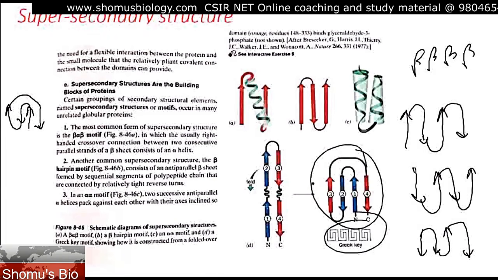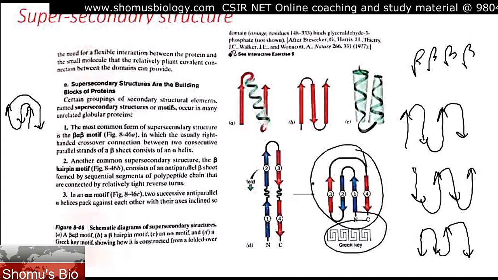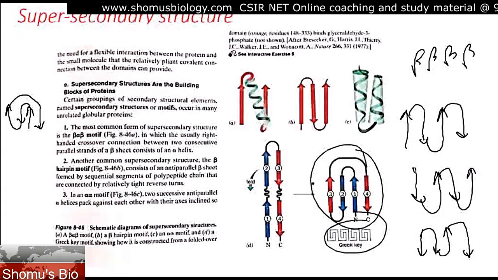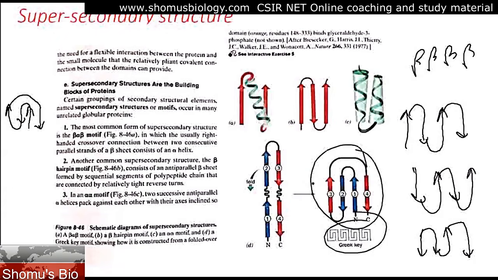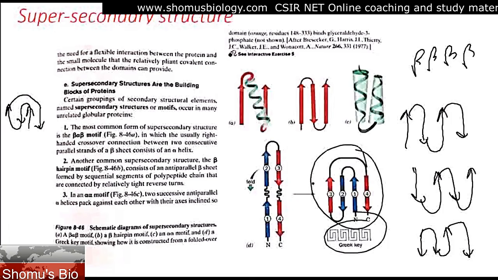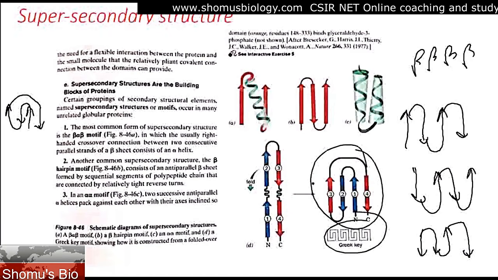So that's why we have different types of motifs, the beta alpha beta motif, this Greek key motif, where we have a specific arrangement of these 4 beta structures together. The way they are arranged, that's their motif. Because the way they arrange this structure will be very beneficial. This structure is required for the function of the protein, for the function of this enzyme.